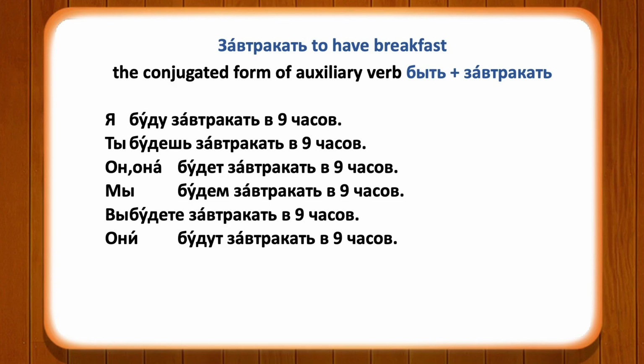Let us conjugate one more verb in future tense. The verb is завтракать, which means to have breakfast. The compound future tense form of this verb is also made in the similar manner by using the auxiliary verb быть followed by the infinitive form of the verb that denotes the action. So я буду завтракать. Я буду завтракать means I will have breakfast or I will be having breakfast.